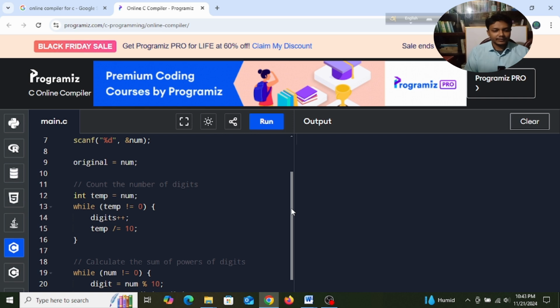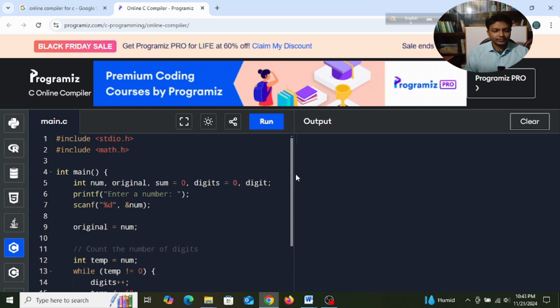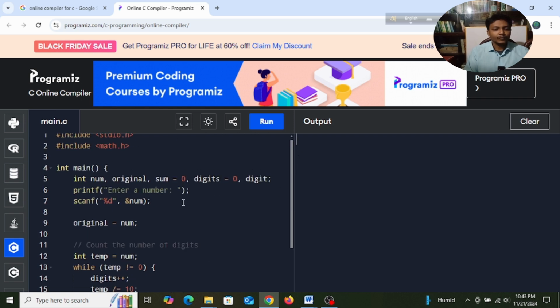If you see here, we're asking the user to enter a number, right? We'll start thinking from this line: enter a number, then we will take input. So where will this input be stored? We are declaring a number variable.